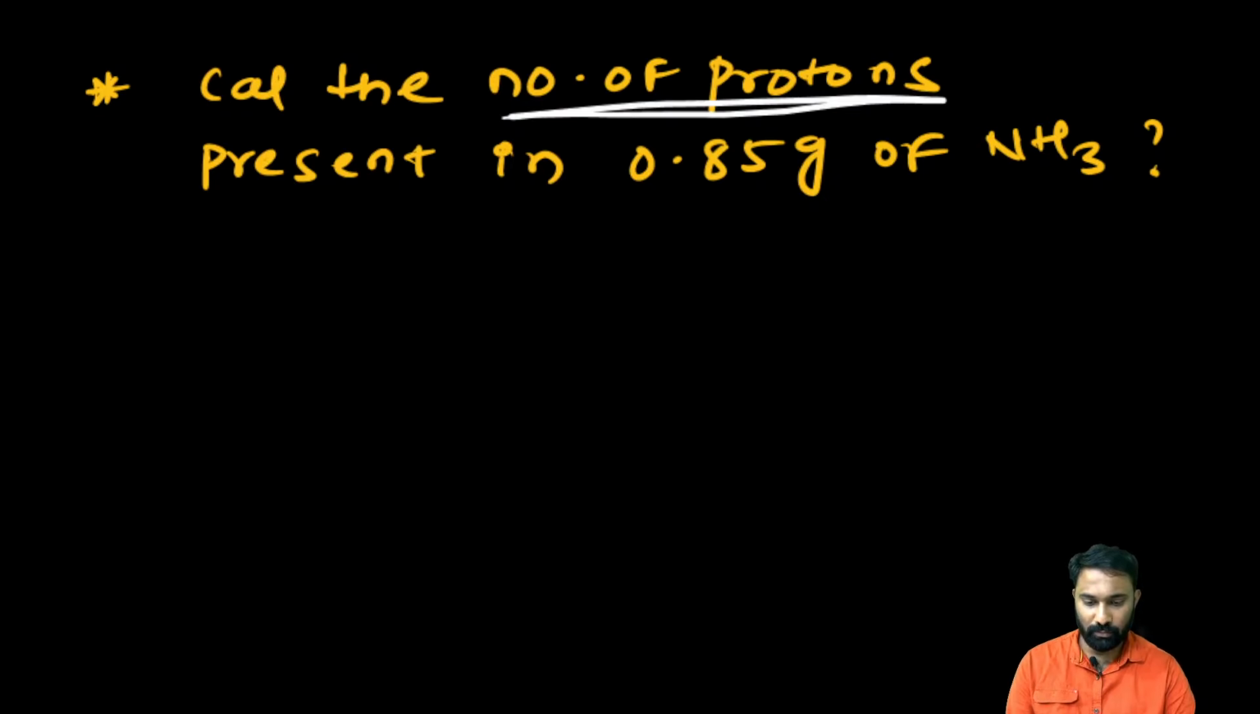Now say me the answer. Protons is asked. Calculate the number of protons present in 0.85 gram of NH3. First find the molecules, then after that find the protons.